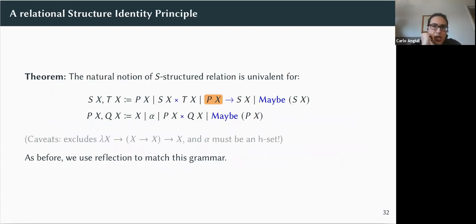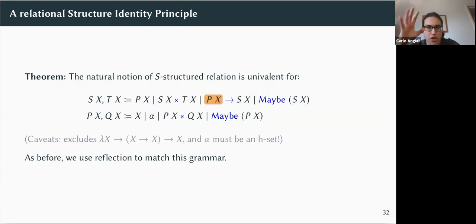Okay, I'll get to the technical conditions in a second, but we get an analog of the theorem from before, which is that according to this grammar, the natural notion of structured relation is univalent for things built up in this way. And it's more complicated this time for basically one reason. There's this positivity restriction on things that occur to the left of the arrow. So P here is like a positive structure.